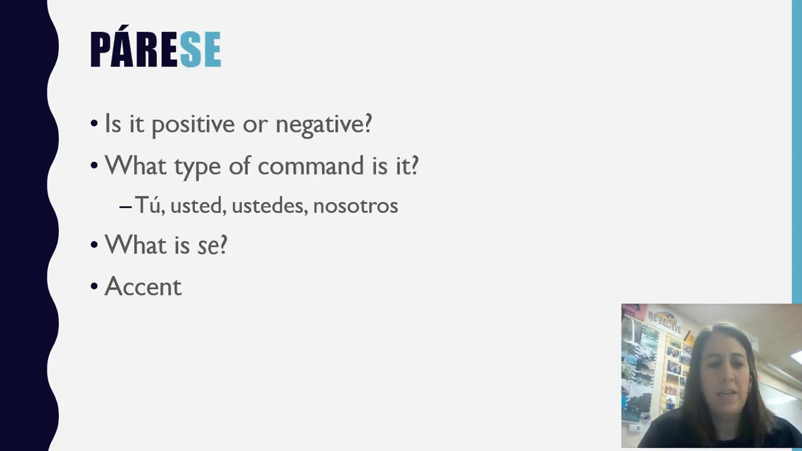Párese. Again, is this positive or negative? It's a positive command. We know that our verb parar, or pararse, means to stand up. So in this case, this is an usted command since we have that opposite ending. And again, this is another example of a reflexive verb. So that se is reflexive. And then we've got that accent there. Again, if you'll notice, that's 1, 2, 3 vowels back, or 3 syllables. And so, párese means, hey, you, stand up, but if you're using that usted form. Does that make sense? So far, so good?